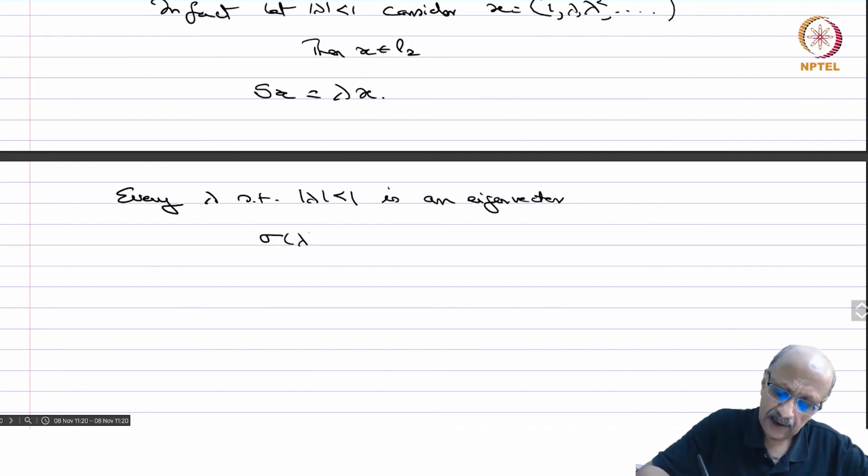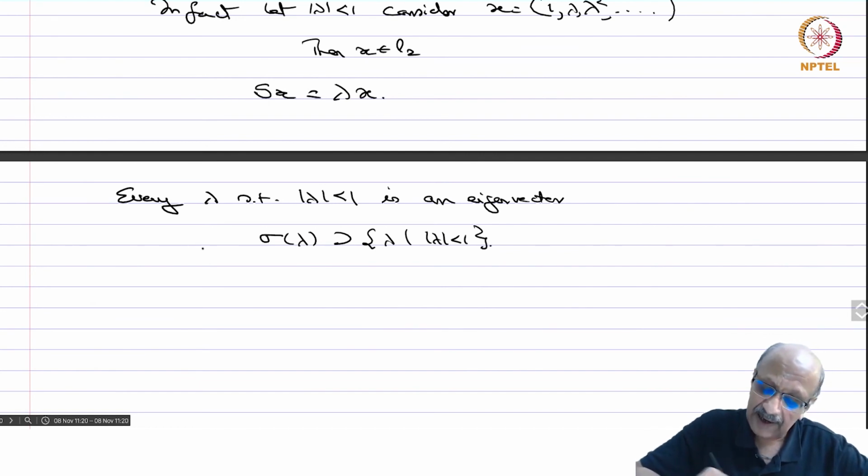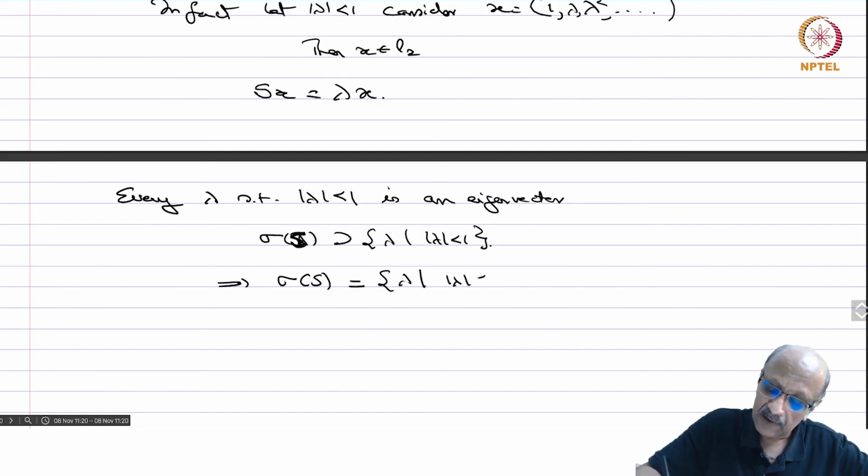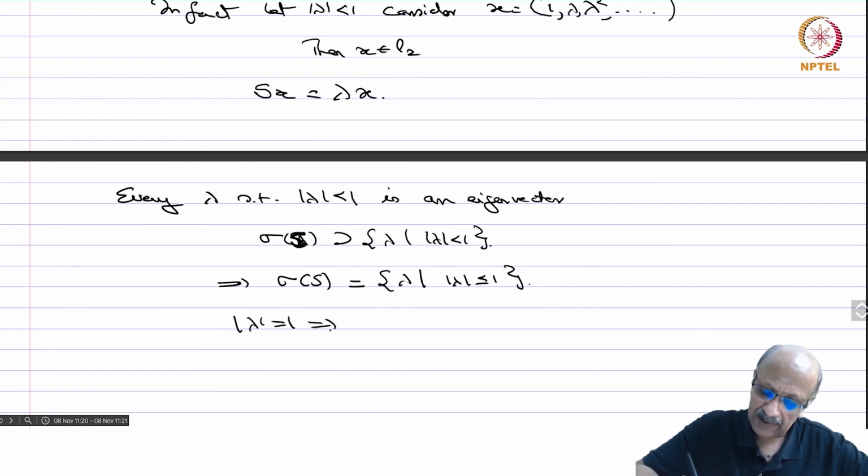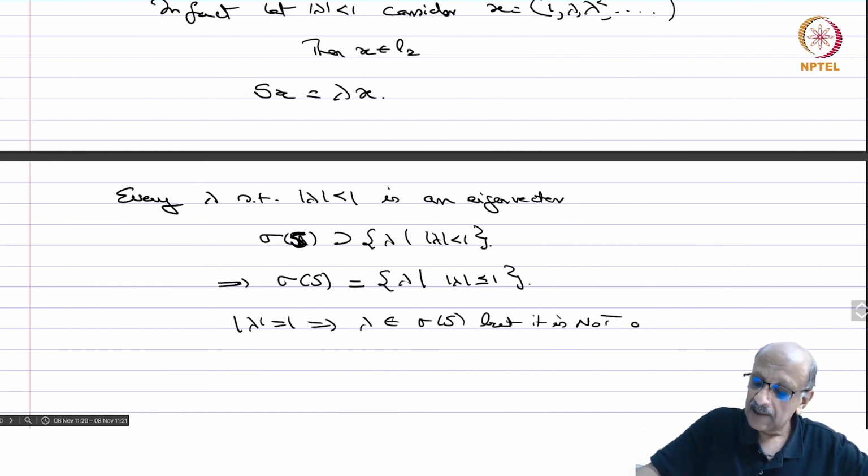Therefore sigma of S contains the set of lambda such that mod lambda is less than 1, and sigma of S is contained in mod lambda less than or equal to 1, and therefore this implies that sigma of S is in fact equal to the set of all lambda such that mod lambda is less than or equal to 1. And so mod lambda equal to 1 implies lambda belongs to sigma of S, but it is not an eigenvalue.